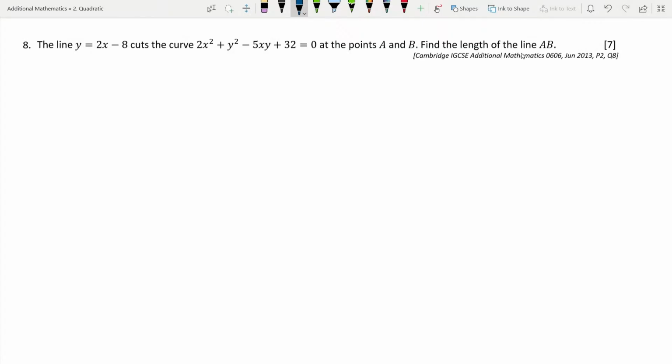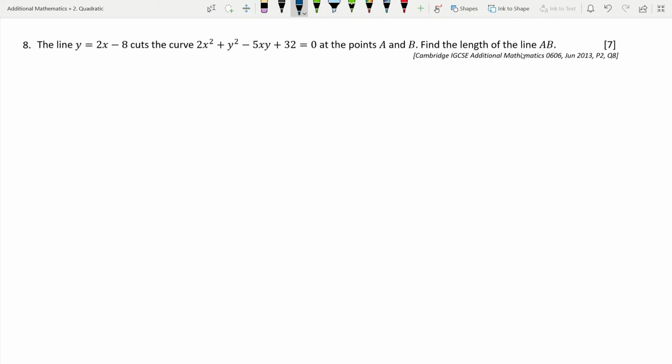Question 8. This question is taken from Cambridge IGCSE Additional Mathematics, June 2013, Paper 2, Question 8. The line y equals 2x minus 8 cuts the curve 2x squared plus y squared minus 5xy plus 32 equal to 0 at the points A and B. Find the length of the line AB.